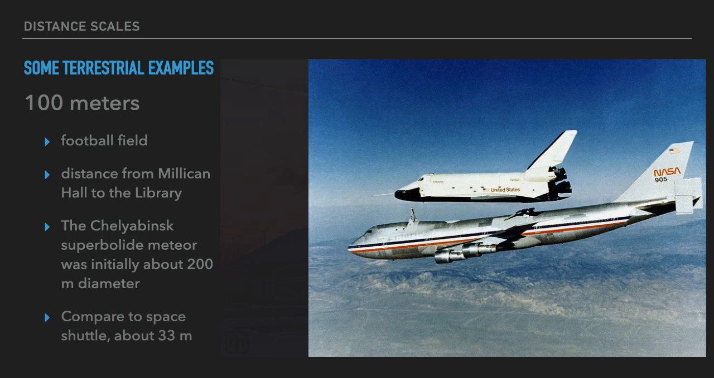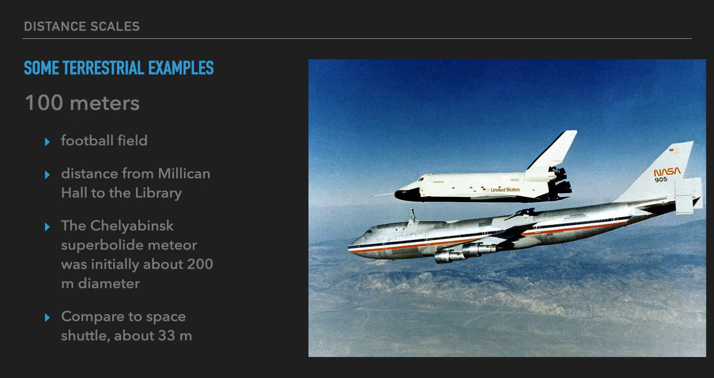Another earthbound thing, or not earthbound, but a man-made, terrestrial object, is the space shuttle. That's about 33 meters in length. And this 747 carrier looks about double that length. So that's one of the things.